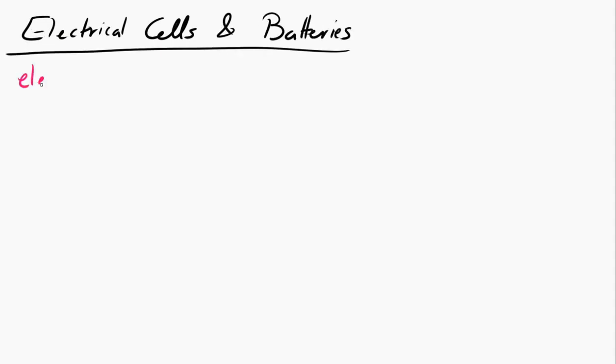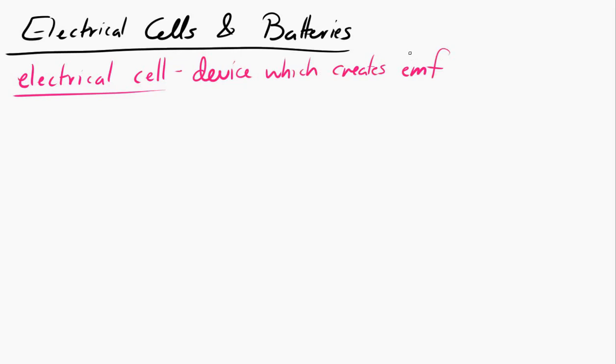Let's take a look at electrical cells and batteries. An electrical cell is a device which creates an EMF that we use in a circuit to cause a current to flow. The most common version of an electrical cell uses chemical reactions to create the EMF.